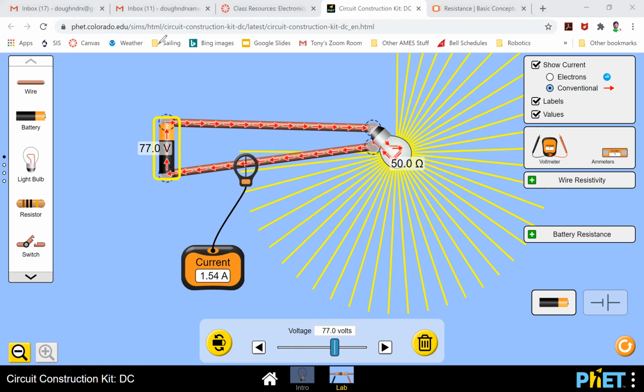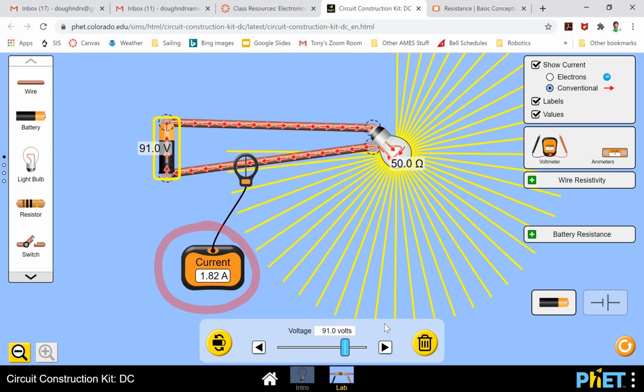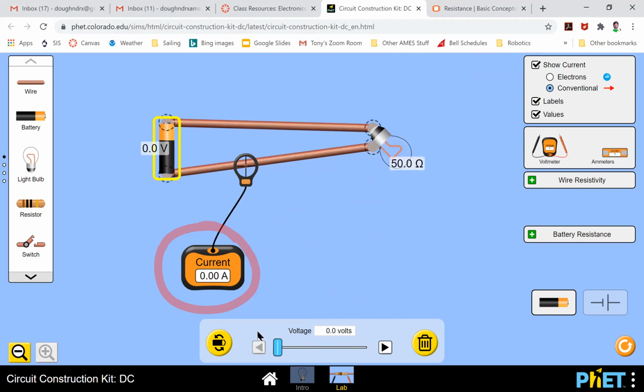If we look at the current here, look what happens when I change the voltage. If I raise the voltage, see how the current went up all the way? It's up at 2.21 now. If I drop the voltage, the current goes down to 0.73, or if I drop it all the way, it goes to 0. But notice even at 0, the resistance of that light bulb is still 50 ohms.